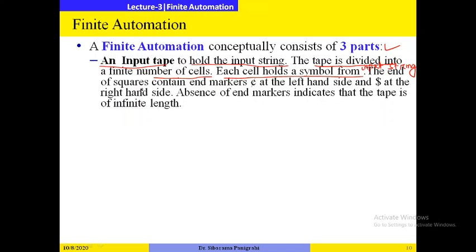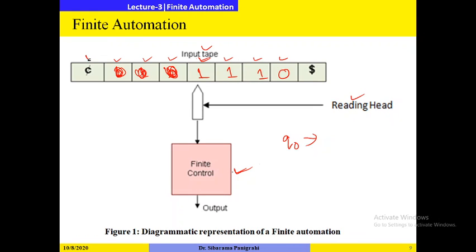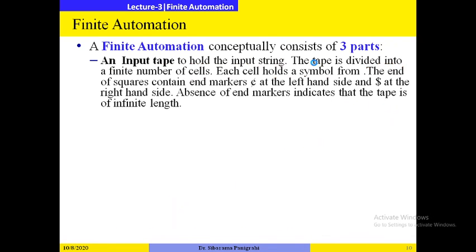The end squares contain the end marker. Here you see the end square, which contains an end marker. The left one has a C-like symbol and the right one has a dollar-like symbol, so that the automaton comes to know that this is the end of the input. So the squares contain the end markers, one on the left-hand side and a dollar at the right-hand side. The absence of end markers indicates that the tape is of infinite length.